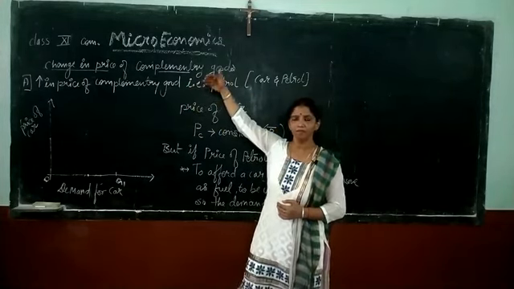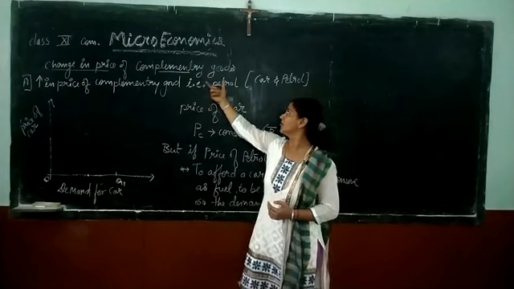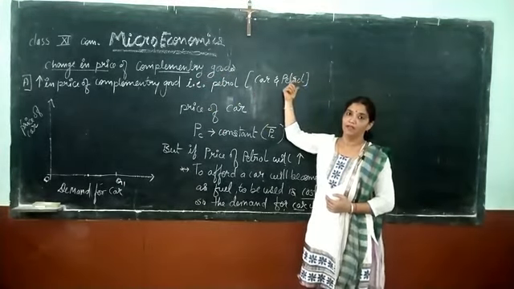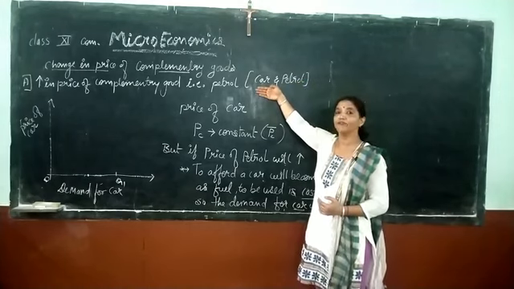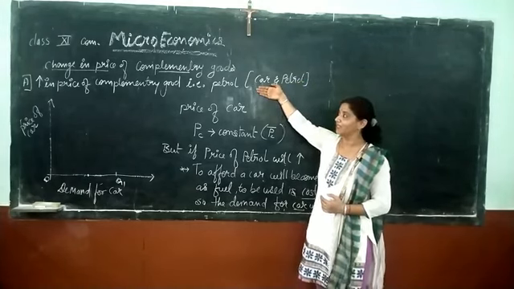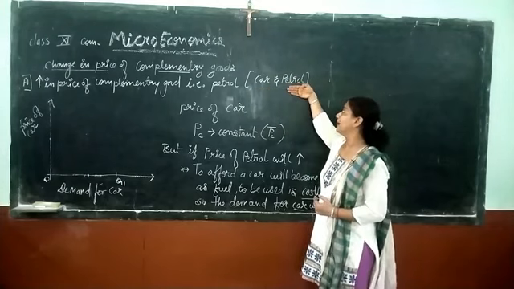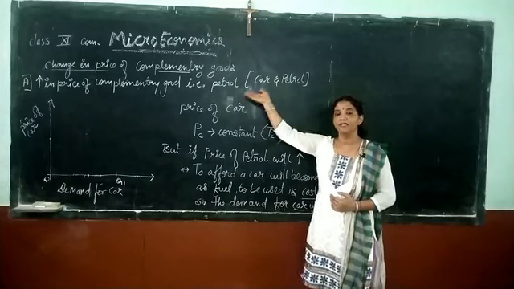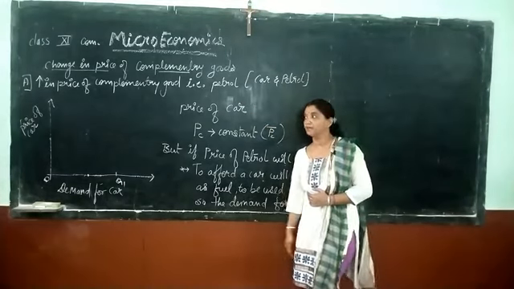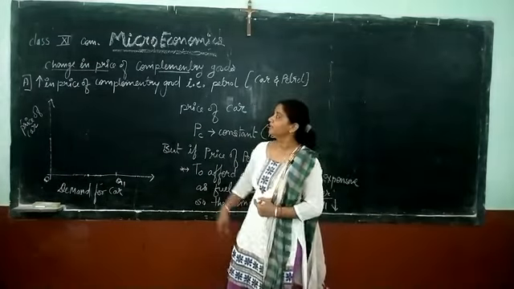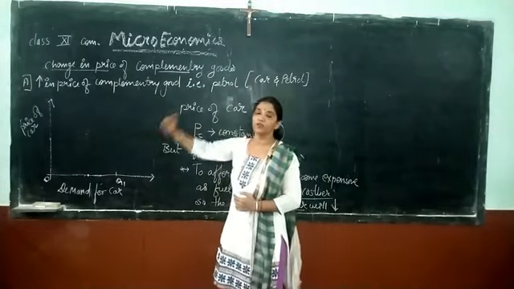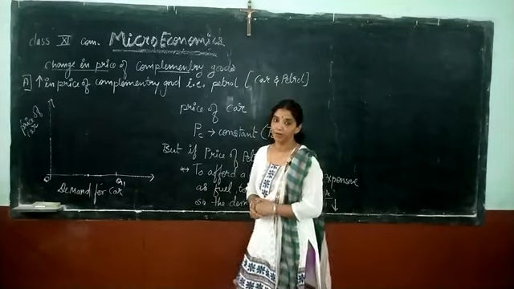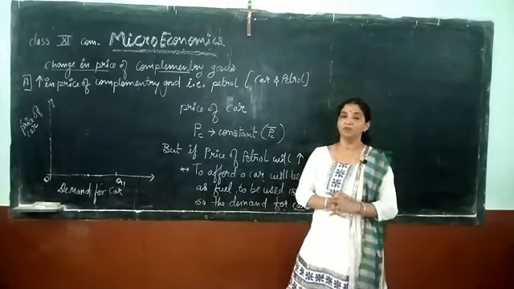For complementary goods, I'm taking the example of car and petrol. Suppose that the price of the car remains constant. In that condition, the price of petrol may decrease or increase. First we are taking the condition that there is an increase in the price of petrol, the complementary good. Then what will happen to a particular commodity?